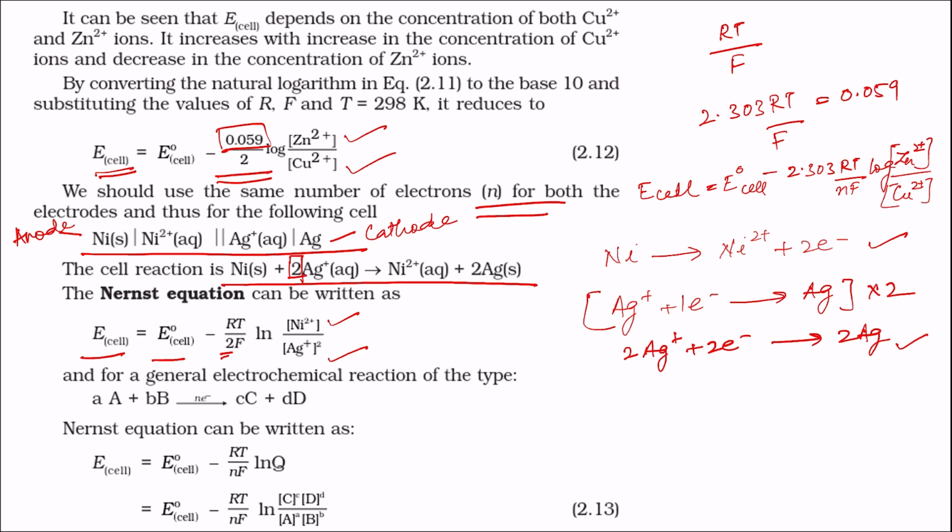Now for the general electrochemical reaction of the type a moles of A plus b moles of B forming c moles of C plus d moles of D, where the number of electrons involved is n, the Nernst equation will be: EMF of the cell is equal to standard EMF minus RT by nF, natural log of the product of the concentrations of the products divided by the product of the concentrations of the reactants, and each concentration term is raised to the power which is the same as its stoichiometric coefficient in the balanced equation.